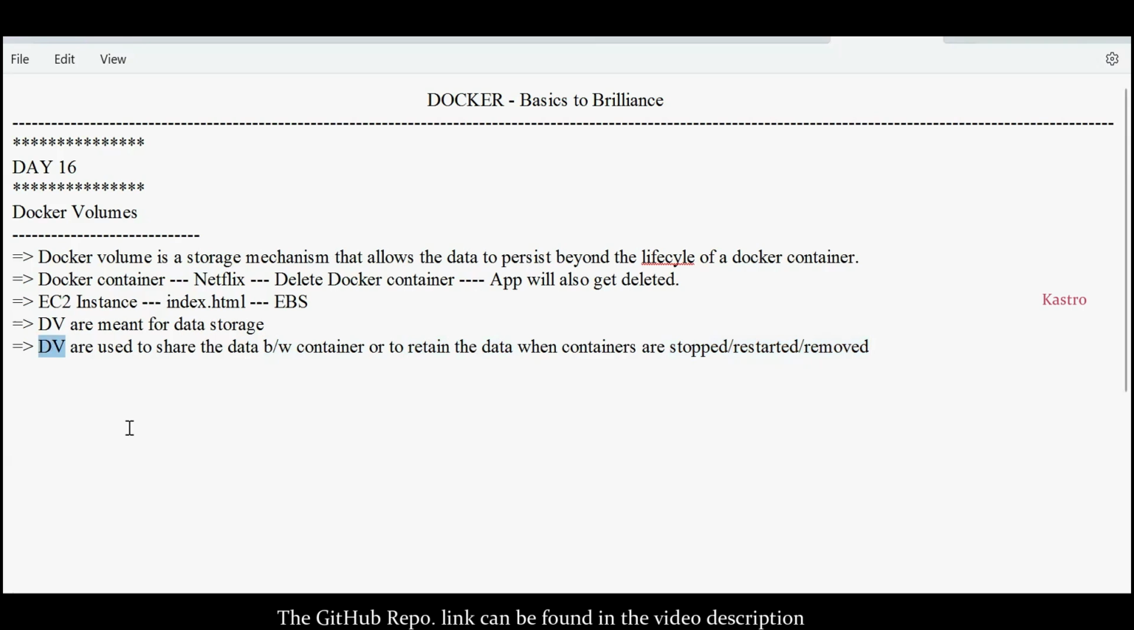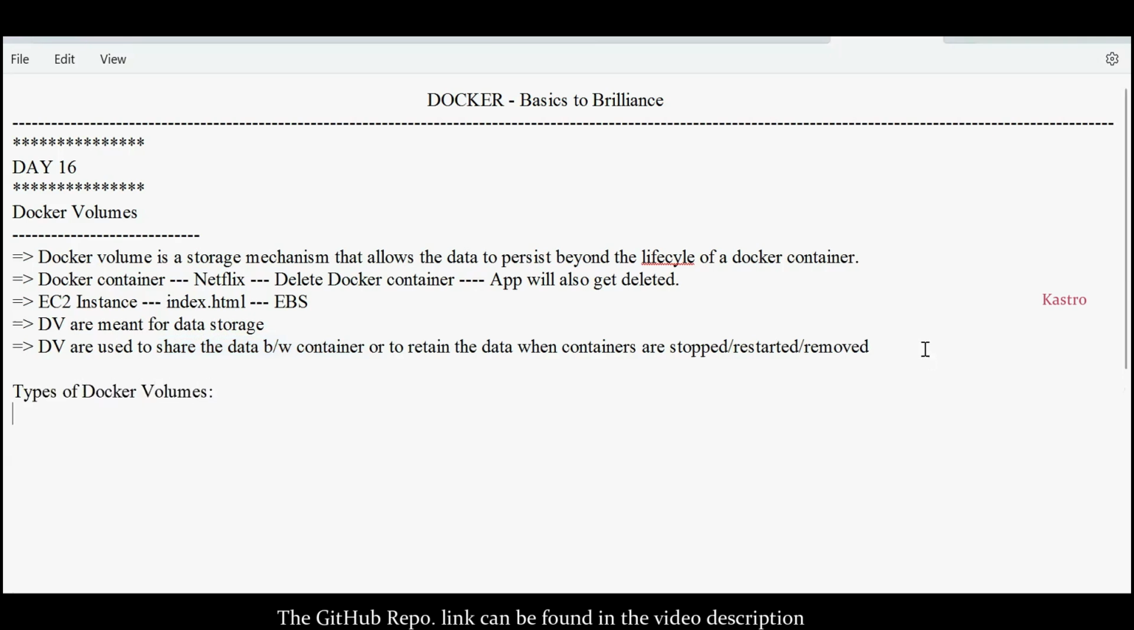We will be seeing practical scenarios of how to share the data between two different Docker containers by using Docker volumes. We will see that as the first demo of the Docker volumes concept. But before that, let us understand the concept in detail. Now, in general, how many types of Docker volumes do we have?